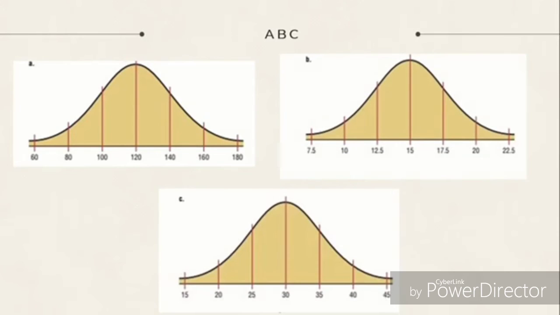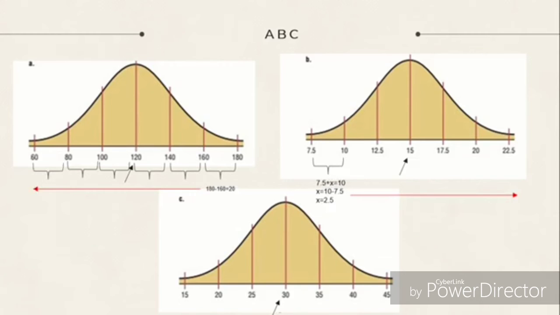In the tree given, we notice that the mean is just the middle of the given data. So in letter A, 120, in letter B, 15, and letter C is 30. In getting the standard deviation, from right to left, we will use subtraction. And from left to right, we will use addition. That's all. Thank you.